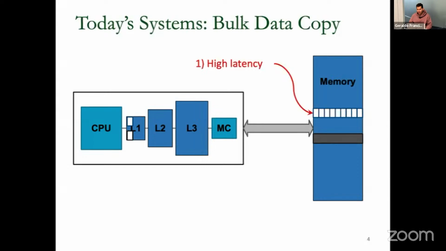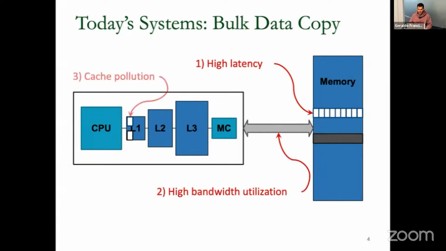So this incurs a lot of latency because you need to move the data from the memory to the caches to the processor via the memory channel. It also incurs high bandwidth utilization because you need to move the data through the memory channel, which is a quite narrow burst interconnect.